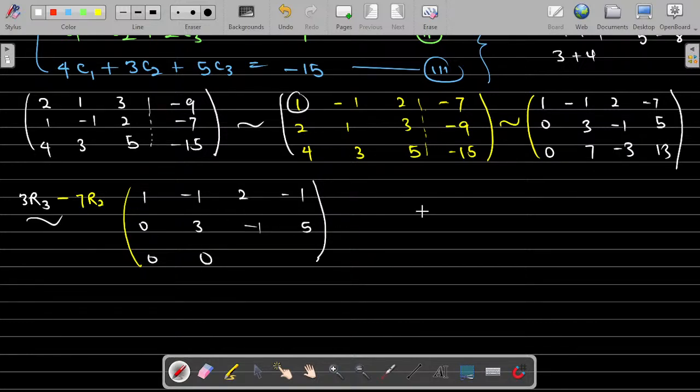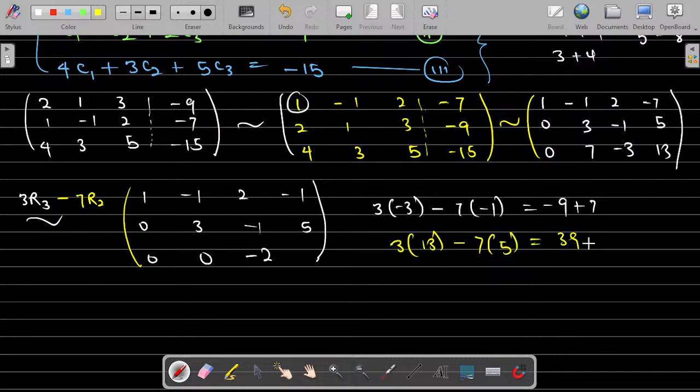Now let's do the other two. 3 times minus 3 minus 7 times minus 1. What's that going to be? That will be minus 9 plus 7, which is equal to minus 2. And then lastly, we are going to have 3 times 13 minus 7 times 5. What's that going to give us? This is 39 minus 35, and that is equal to 4. Wow, this is beautiful.